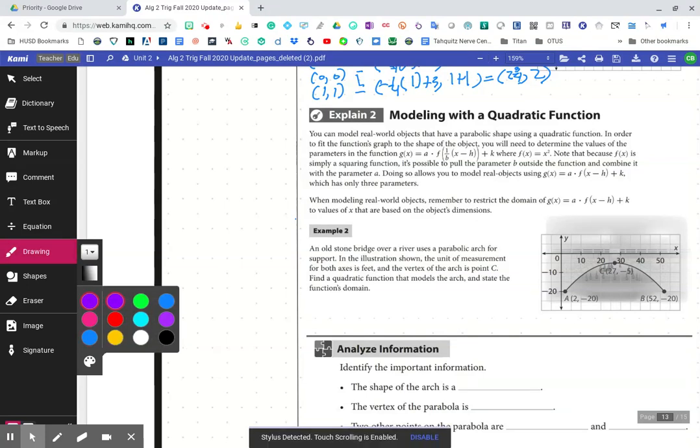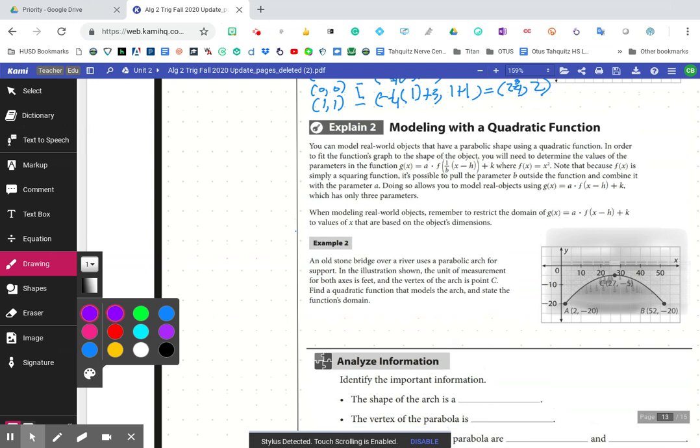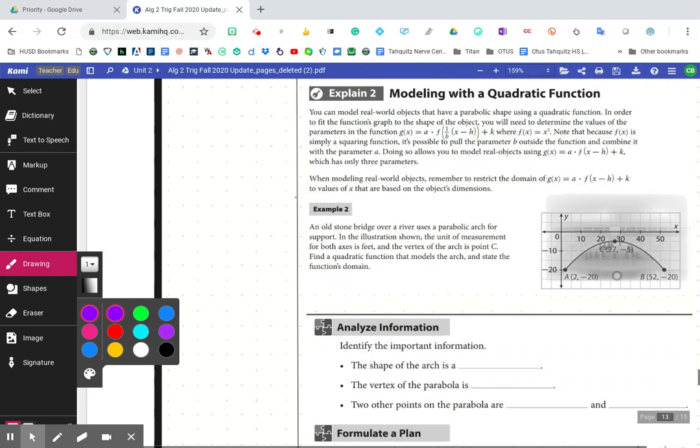Hi, in this video, we're still working on topic 2.3. We're going to do explain 2. We're going to do the first part of the example before your turn in this video.